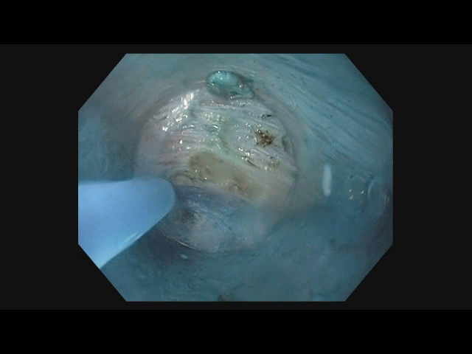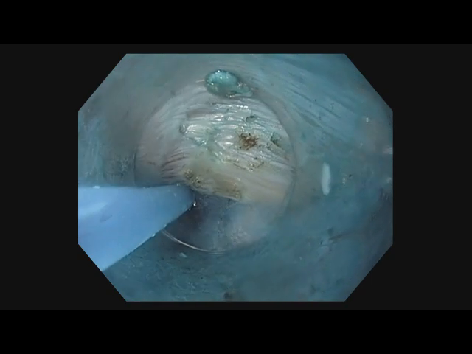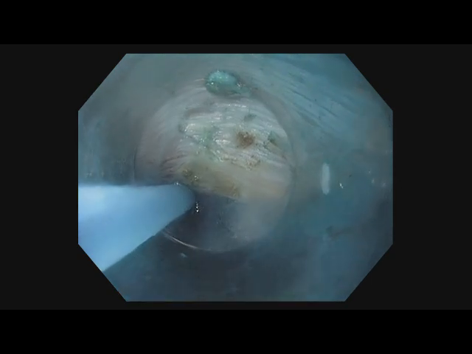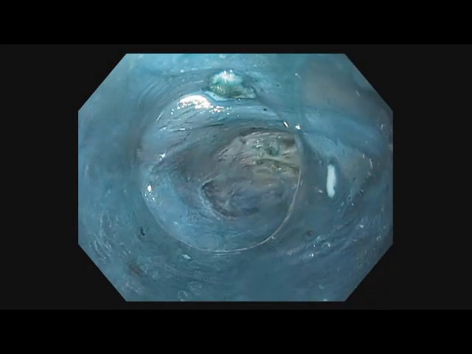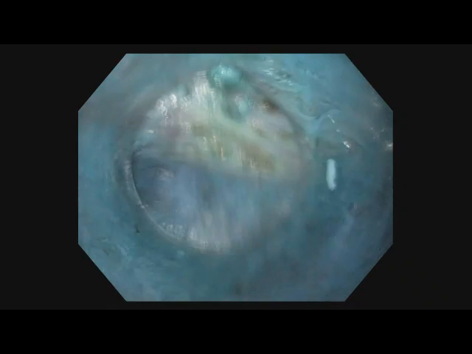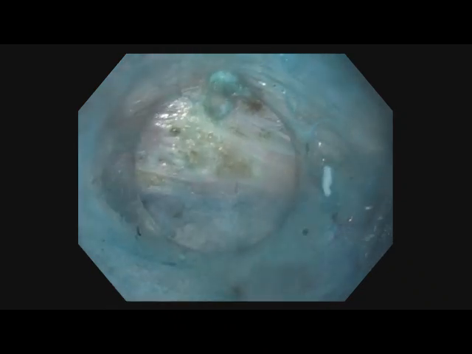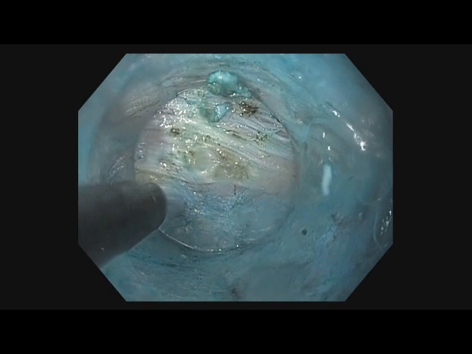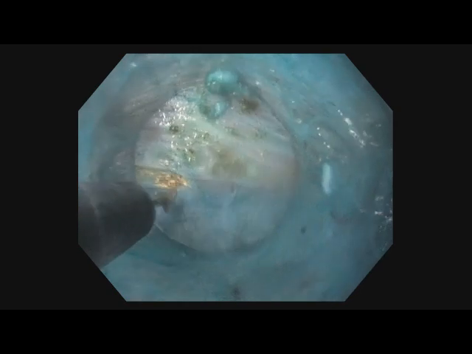A submucosal tunnel was performed on 24 centimeters. This long tunnel enabled the creation of a 19 centimeter myotomy. The step of submucosal tunnel creation may also have a role in the treatment of achalasia.